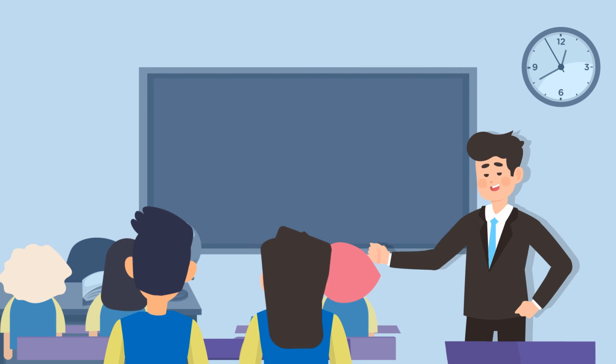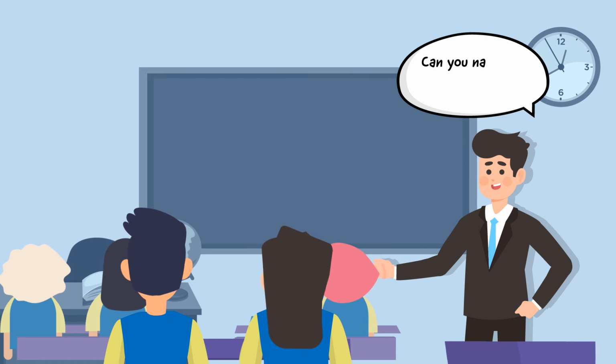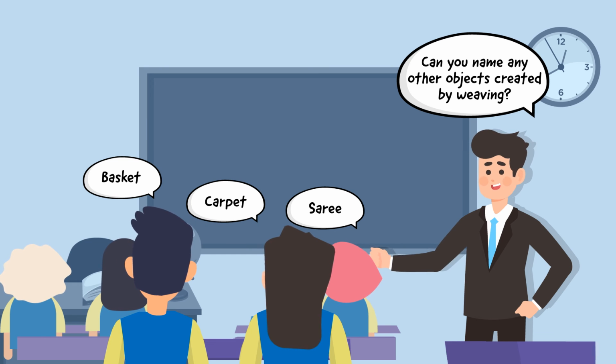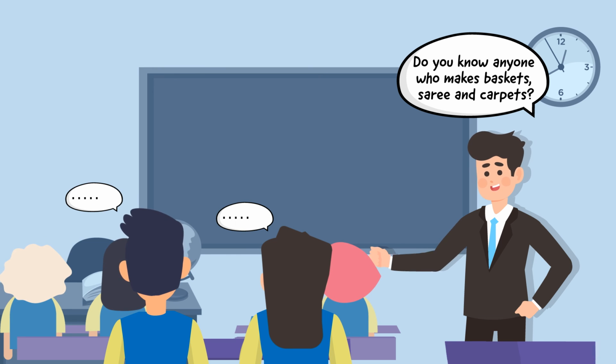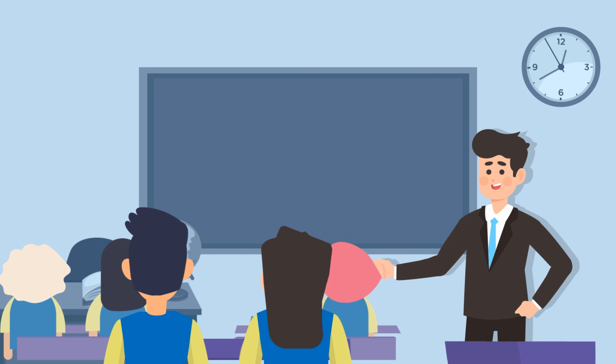Once the students are done making the mats, initiate a discussion by asking questions such as, "Can you name any other objects which are created by weaving?" The possible responses would be baskets, sari, carpet, and so on. Ask the students, "Do you know anyone who makes baskets, saris, and carpets?" We may get a mixed response. Thinking upon responses for questions like these will enhance students' critical thinking skills.